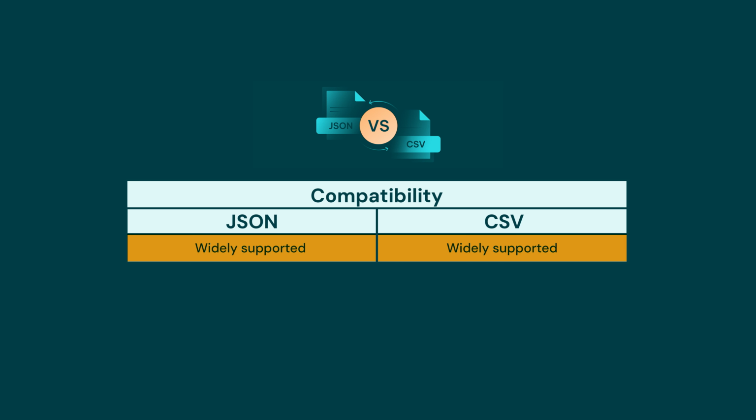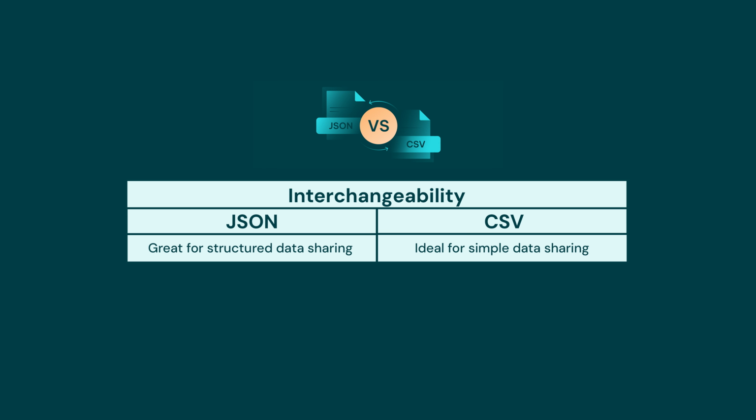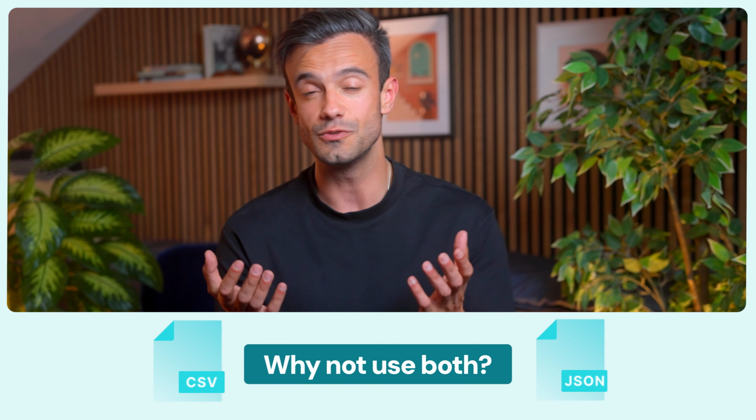Compatibility. Both JSON and CSV are compatible with most modern software. Use cases. JSON is ideal for complex data exchanges, especially with APIs, while CSV is better for exporting and importing large datasets or handling spreadsheets. Data interchangeability. JSON is better for exchanging complex data structures, while CSV is perfect for simple, flat data with fewer qualities. Still can't decide which is a better option for you? Why not use both?